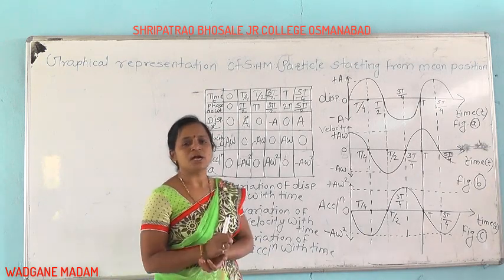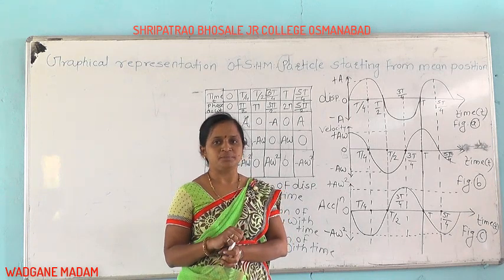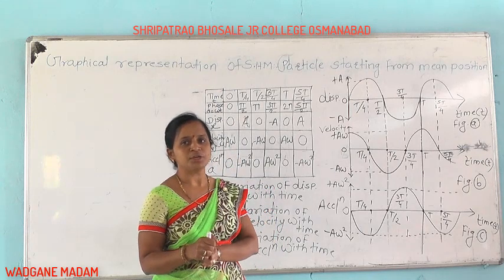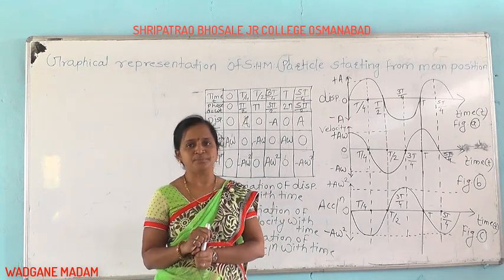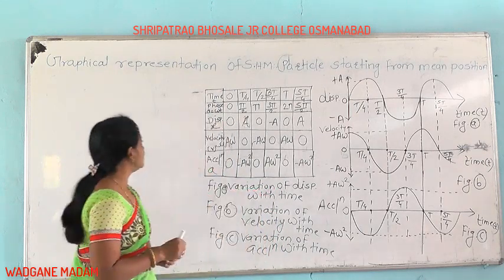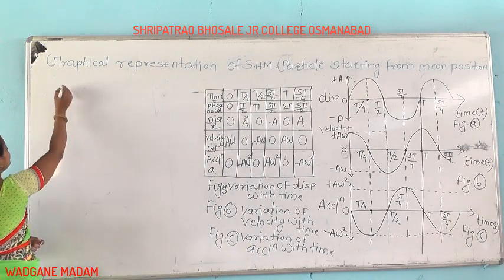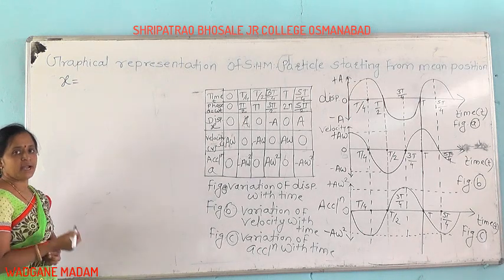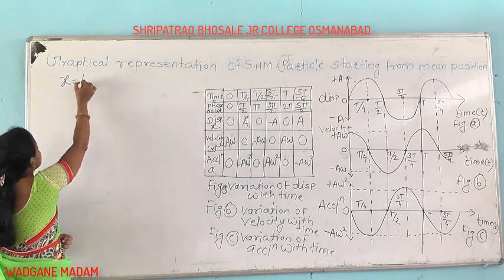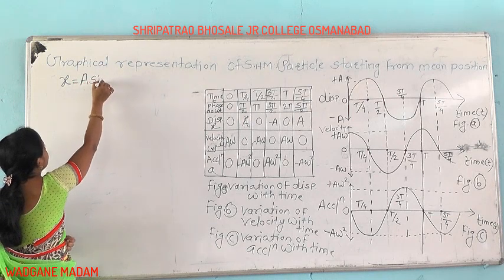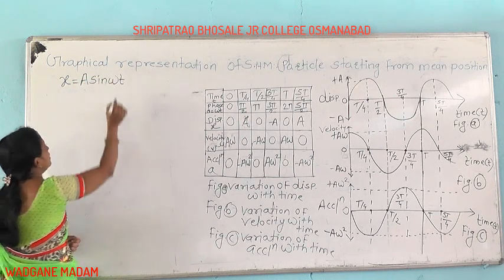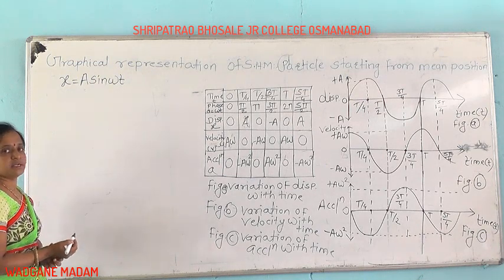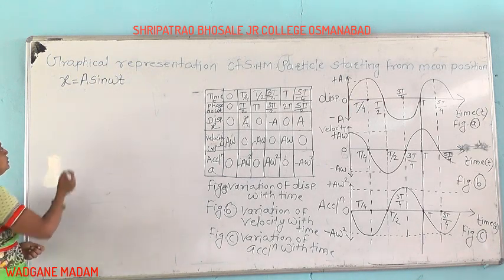When the particle starts from the mean position, we need the displacement of the particle performing simple harmonic motion at an instant of time. In the last lecture we have discussed that. The displacement of the particle when it starts from the mean position at an instant of time is given by x is equal to a sin omega t. This is the expression of the displacement when the particle starts from the mean position.